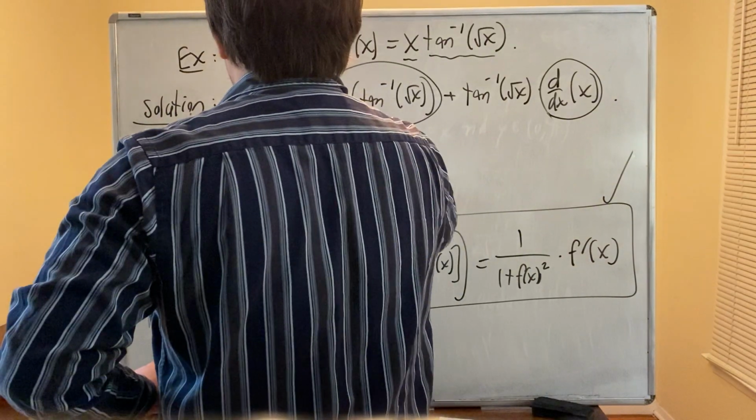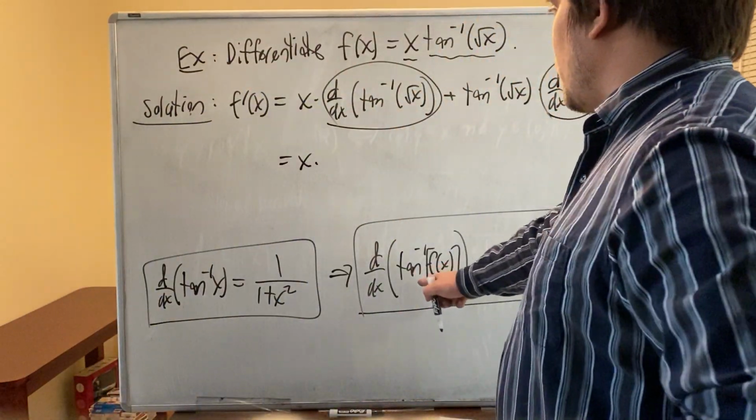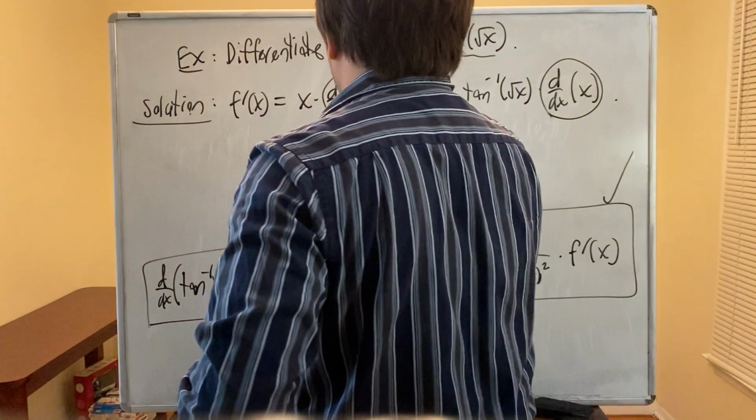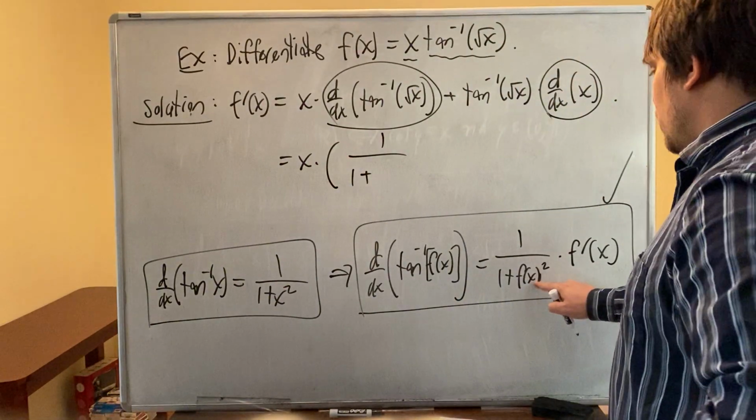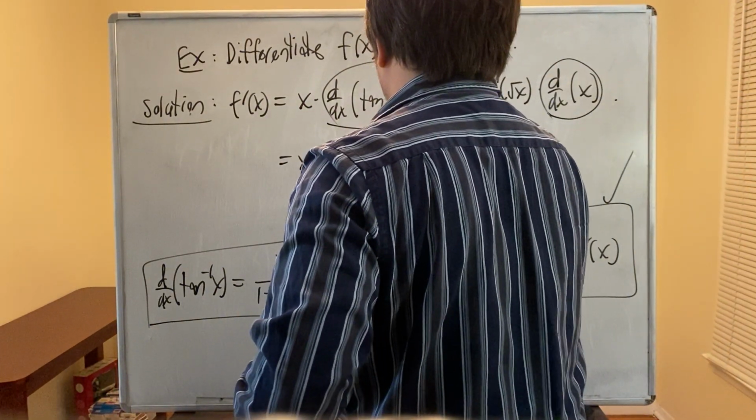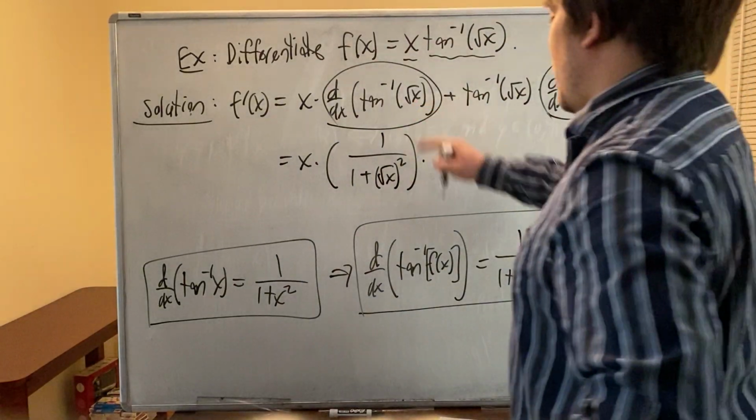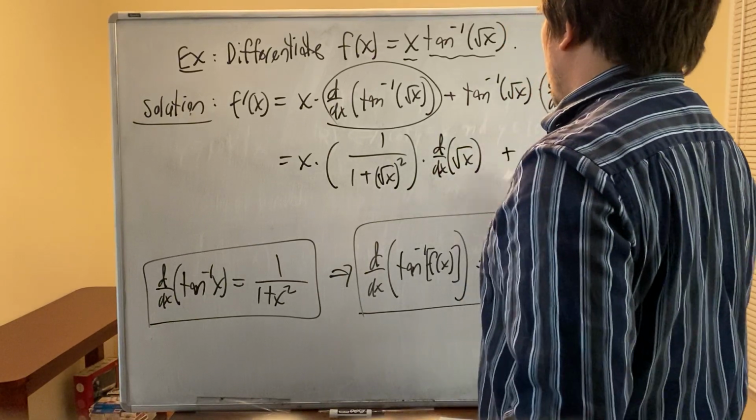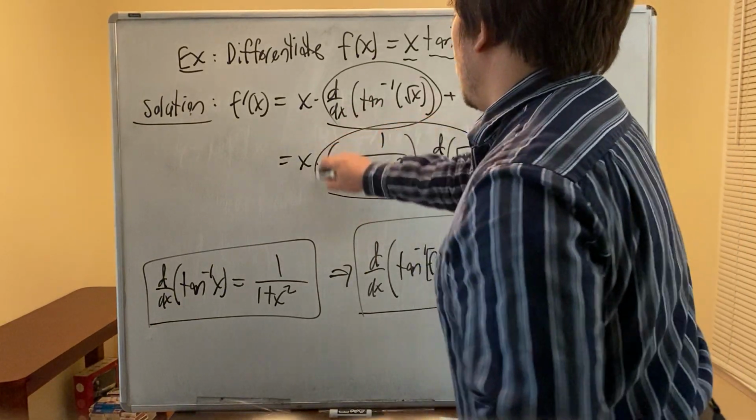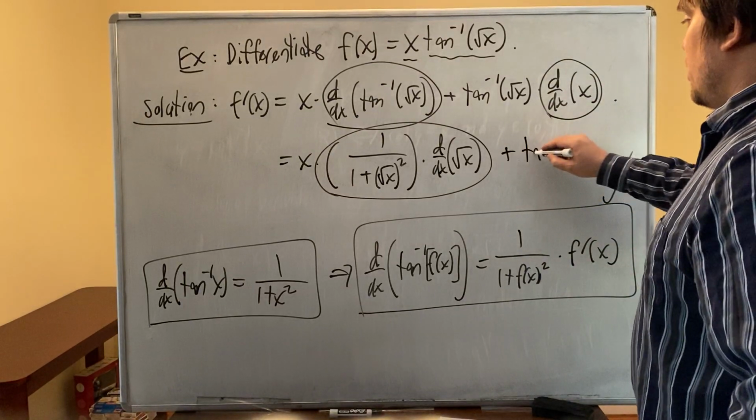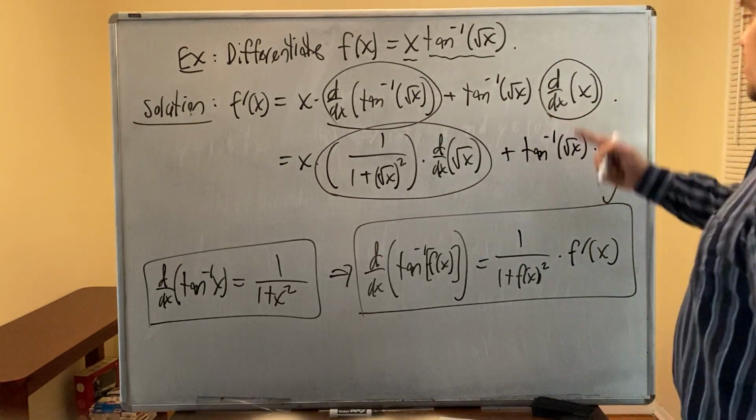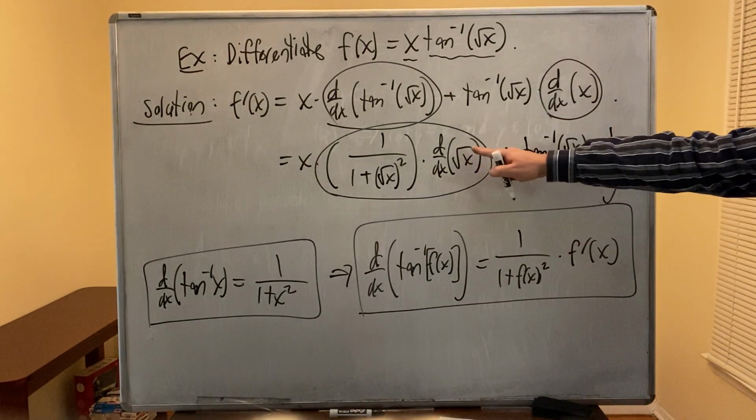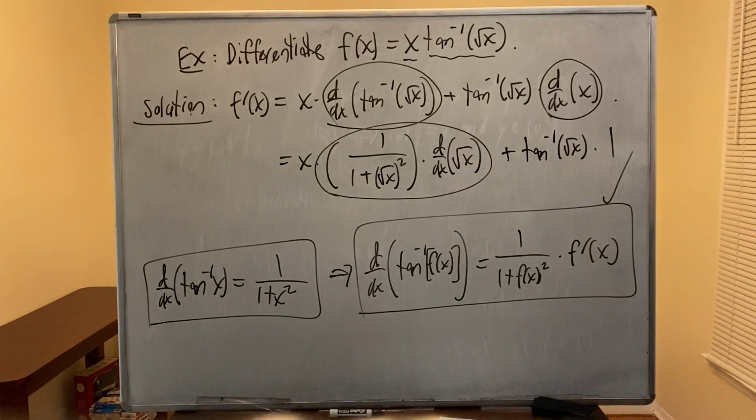Then this is equal to x times, what's d/dx of tan inverse of the square root of x? It's 1 over 1 plus the square root of x squared, times the derivative of the square root of x. Okay, that's plus, d/dx of this is this, plus tan inverse of the square root of x times the derivative of x, which is 1. Now we've simplified the problem even further to just finding the derivative of the square root of x.